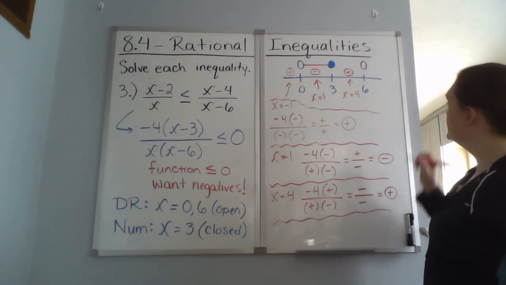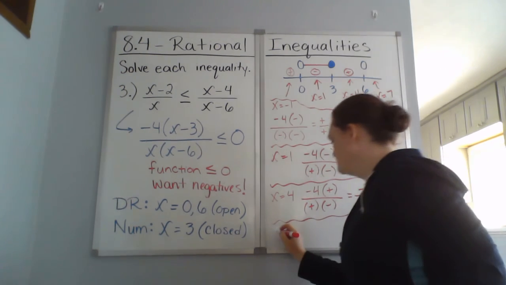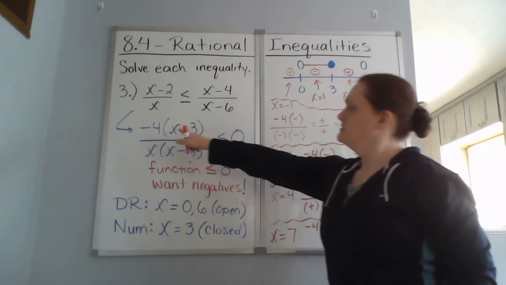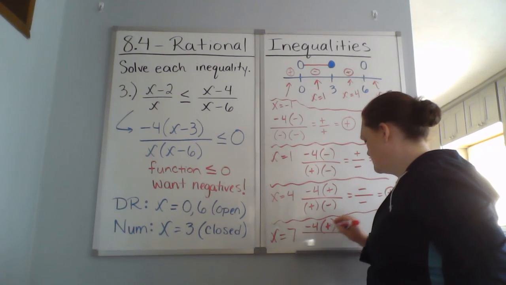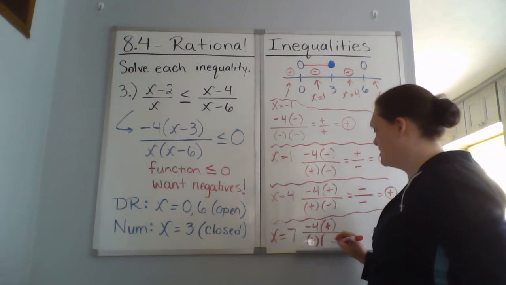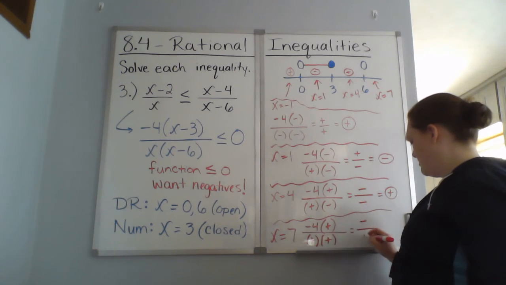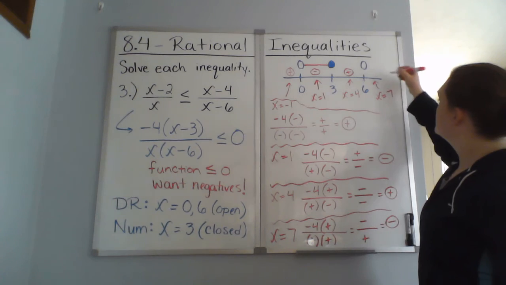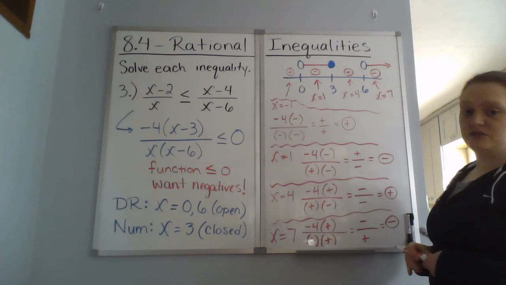All right, last one. Something bigger than 6, so let's do x equals 7. So I'll have -4 times 7 minus 3 is a positive. And then on the bottom, I'm going to have +7, positive, times 7 minus 6 is a positive. So that's a negative divided by a positive, which comes out to a negative overall. Okay? So this comes out negative, which is what we were looking for. So we have 2 intervals that work again.